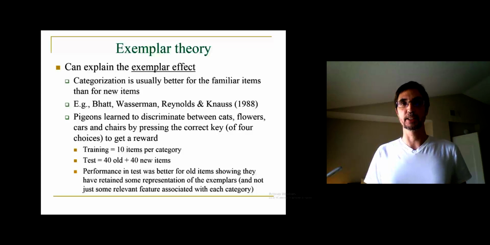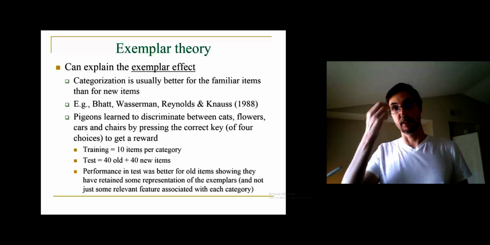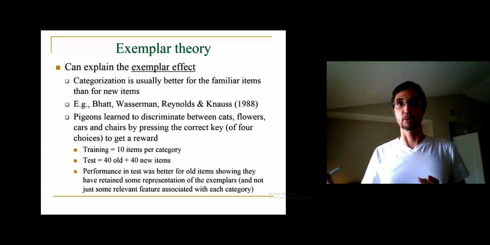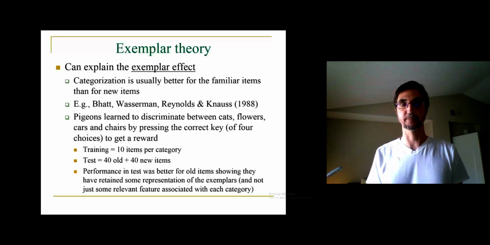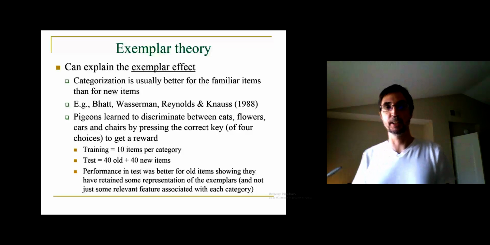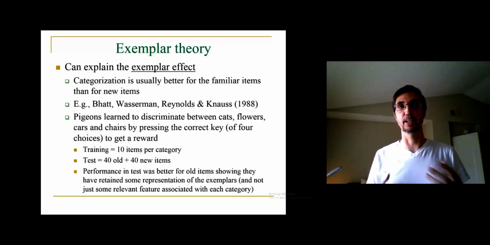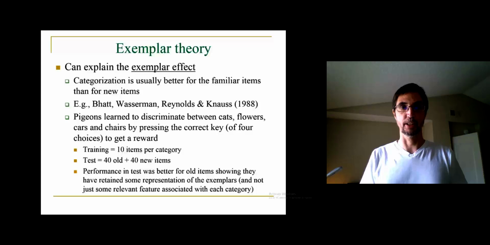This is something that the feature theory cannot explain. Because the feature theory says that an animal stores in memory a single feature associated with that category, it shouldn't matter whether an instance is new or old, because the same feature would be involved in either case. But that's not the case. Animals and humans categorize familiar things more quickly than new ones, even if they have the same relevant feature. This was demonstrated early on by Bott and colleagues.